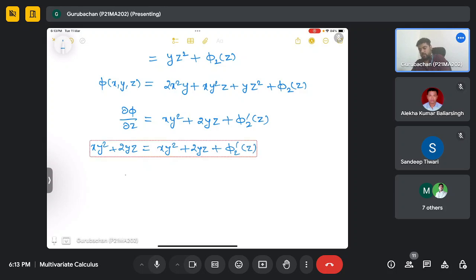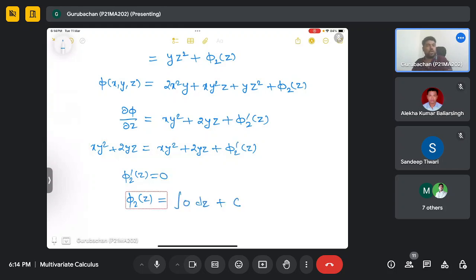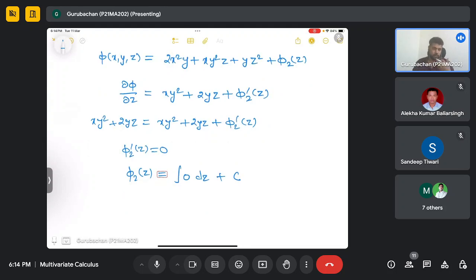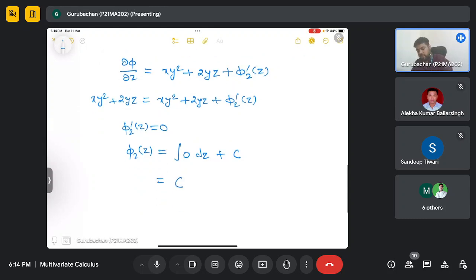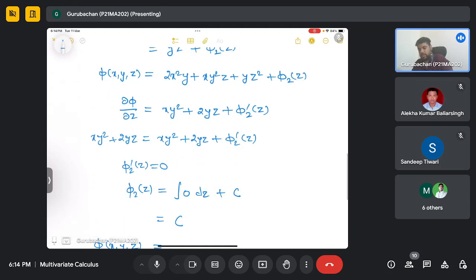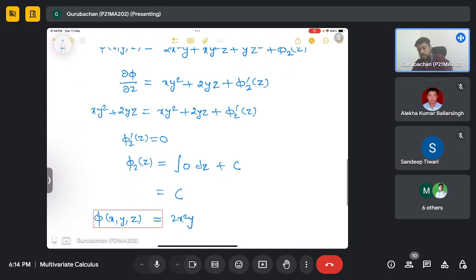with respect to z. From here, we will get phi 2 dash z will be equal to 0, and phi 2 z will be the integration of 0 dz plus some constant. And we know that in case of single variable integration, there will be addition of a constant. So this will give us C. From here, we can conclude that phi x y z is nothing but 2x square y plus xy square z plus yz square plus constant.